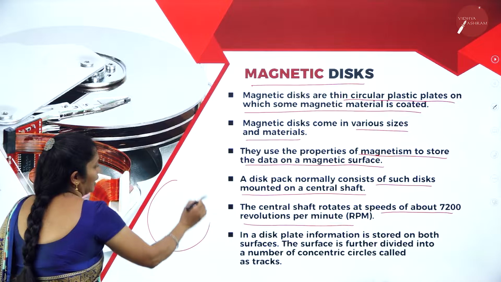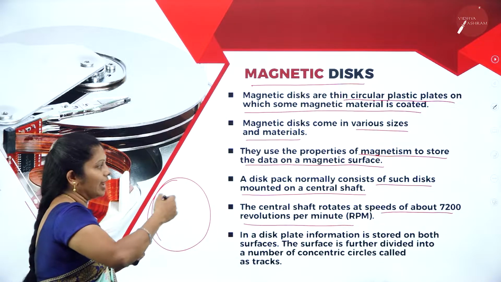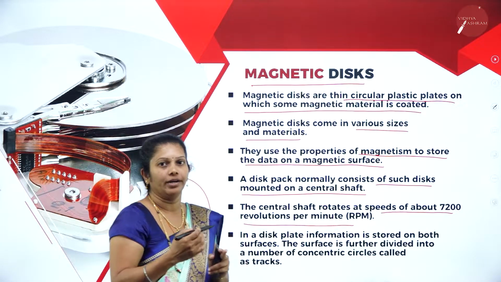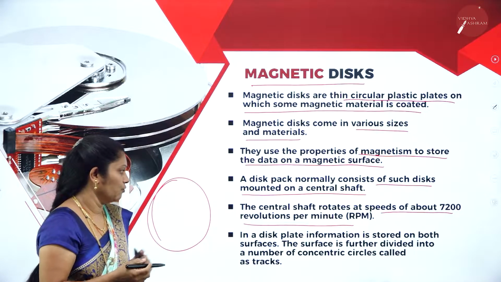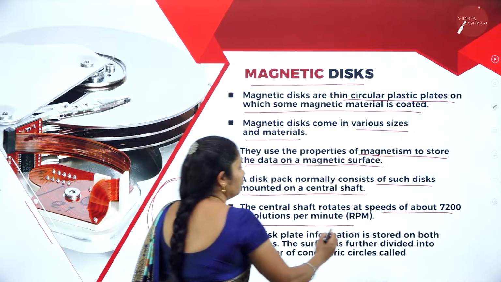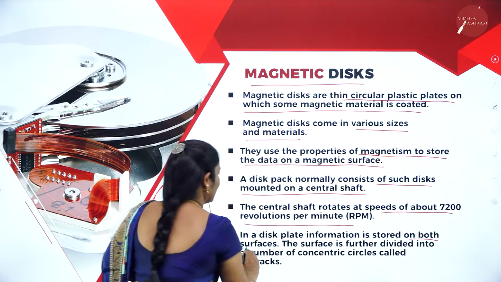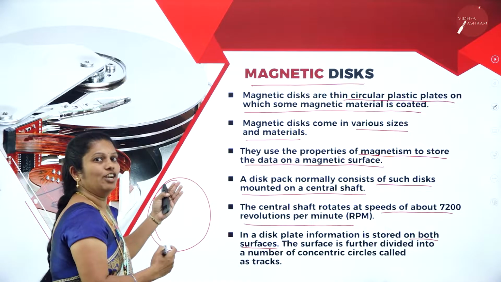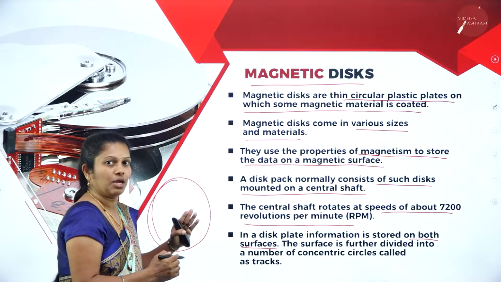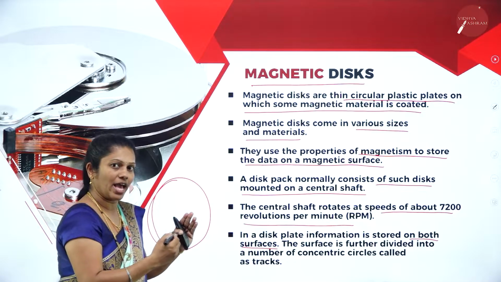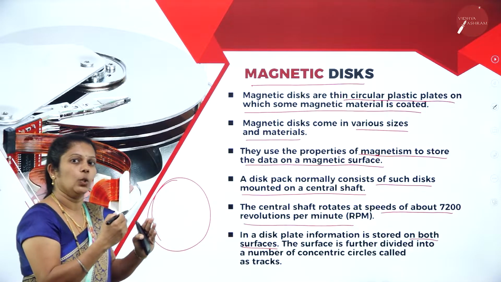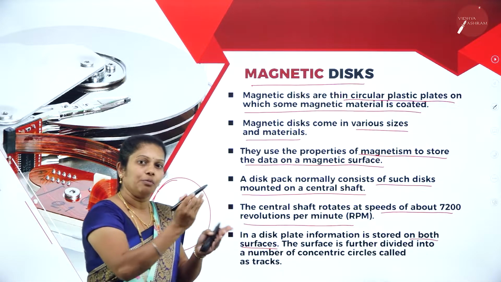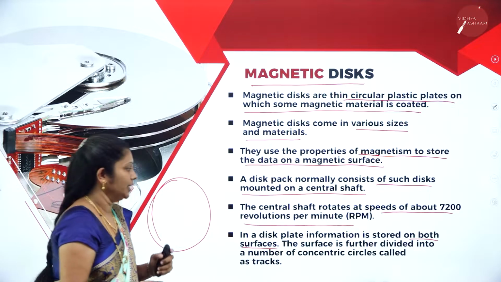Consider this is a disk. Here it can rotate at a speed of 7,200 rotations. In the disk plate, information is stored on both surfaces. On both sides we can store the information on that plate. Whatever plate we have, especially that plastic plate, it is coated with magnetic material. On both sides, we can store the data.